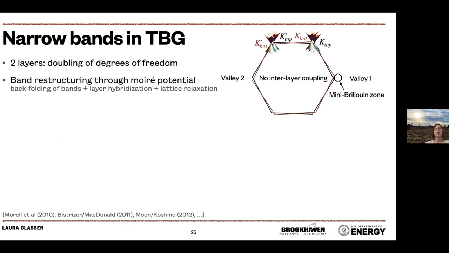So then, first of all, obviously, we have doubled the degrees of freedom here because we have doubled the number of layers. And then there will be a band restructuring because of this Moiré potential, which is a combination of backfolding of the bands, layer hybridization, and lattice relaxation. And this means this backfolding, if we look at the Brillouin zone, we can describe the backfolded bands in a reduced Brillouin zone, which I've sketched here in comparison to the original rotated Brillouin zones of top and bottom layer. And then because of the layer hybridization, it is more convenient to describe this doubled number of degrees of freedom in terms of original valleys K and K prime instead of the layers, because they remain to a good approximation uncoupled.